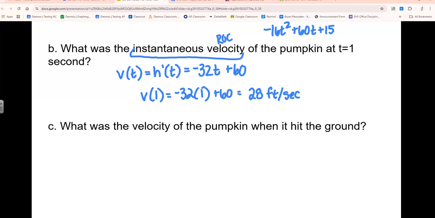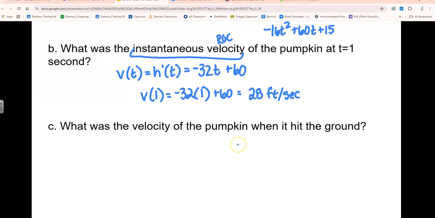Speaking of, my question for C, this is something you might want to know. So perhaps you get hit by this pumpkin, right? We might want to know how fast that pumpkin was going whenever it hit you, right? So if you want to know the velocity of the pumpkin when it hit the ground, if you are unfortunately standing where the pumpkin is going to land and you get smashed by this pumpkin here, we might be interested in how fast that pumpkin was going whenever it hit you.